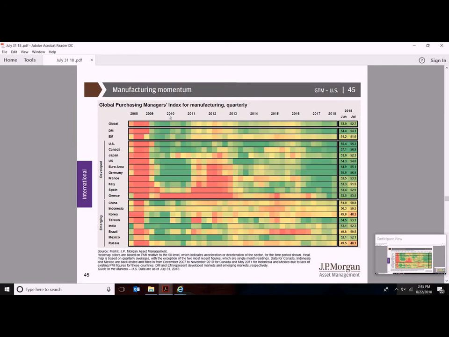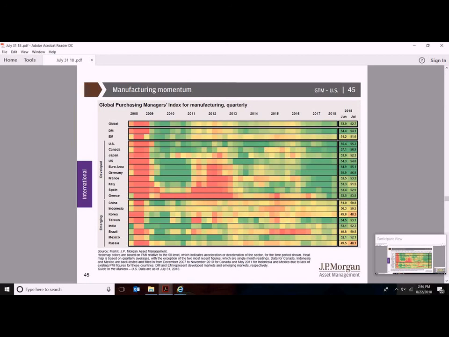Okay, manufacturing, just a quick slide to show. Here's a heat map for the Global Purchasing Managers Index for manufacturing. It's on a quarterly basis. The thing that I look at is the overall picture, letting my eye catch the colors. From this point up is the developed world. And you can see, when you strip out 2008 with the crisis, that there was green, and it moved into a little bit of red here.